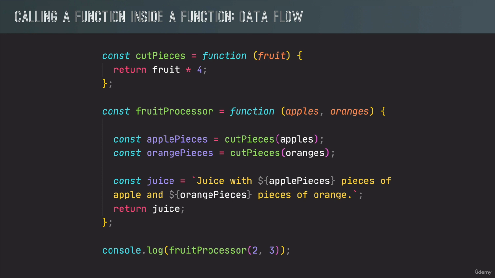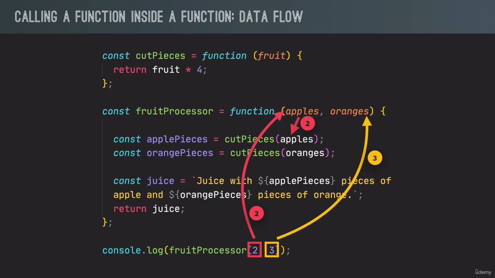Down here we are calling the fruitProcessor function with the arguments 2 and 3. And as we already know, this will then replace the apples parameter in the function with the number 2 and the oranges parameter in the function with the number 3. So that should be nothing new at this point, right? We are simply replacing the parameter placeholders with the actual values 2 and 3. And now let's analyze what's going to happen with the apples value. So apples right now holds the number 2.